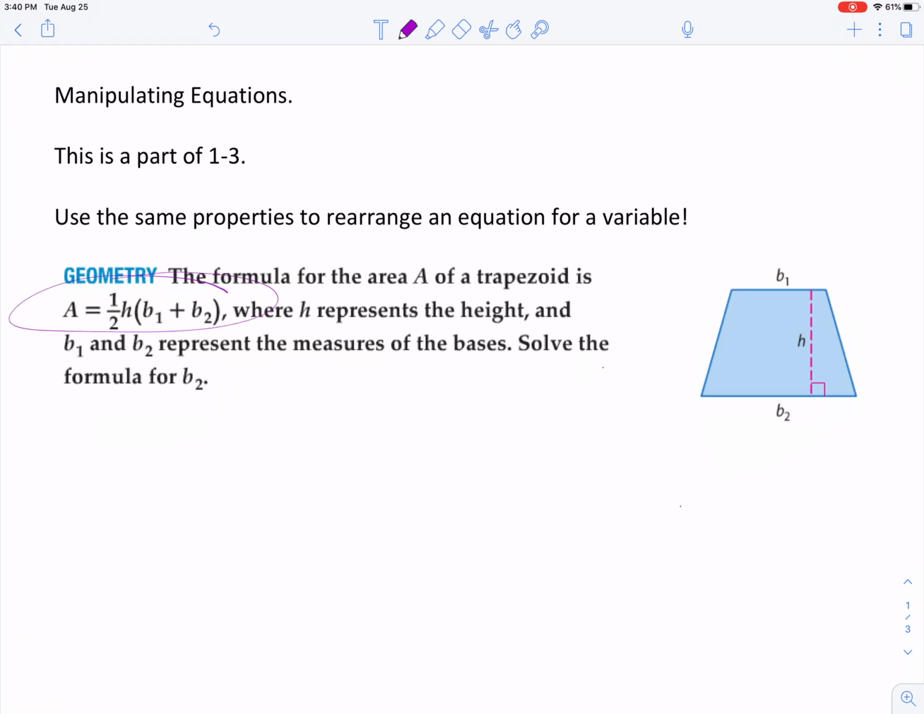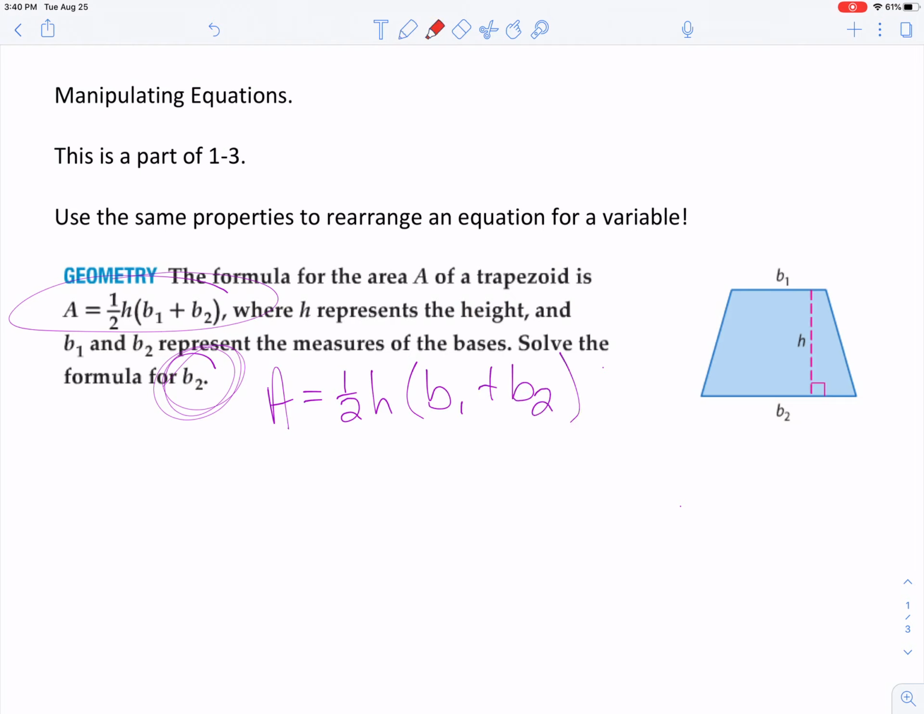is the area for a trapezoid formula. And if we read the directions, it says that they want us to solve the formula for B2, or base 2, which is this over here. The diagram's nice and all, but it doesn't actually help us very much. Really, we just need the formula. So I'm going to copy that down. The area equals 1/2 of h parentheses B1 plus B2.